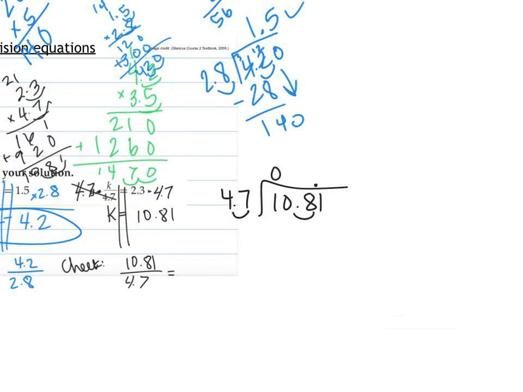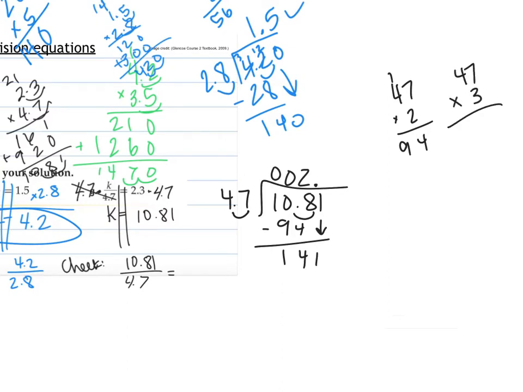Now, 47 can't go into 1, can't go into 10. Probably twice into 108. So that's 94. Do your subtraction. 14, bring down your 1. Well, we're hoping it goes in there 3 times, so I'm going to go 47 times 3. 21, 12, 13, 14. Yes. Equals 2.3. That's what we were hoping to get back. So k equals 10.81. So anytime you have division, you do the opposite and multiply each side.